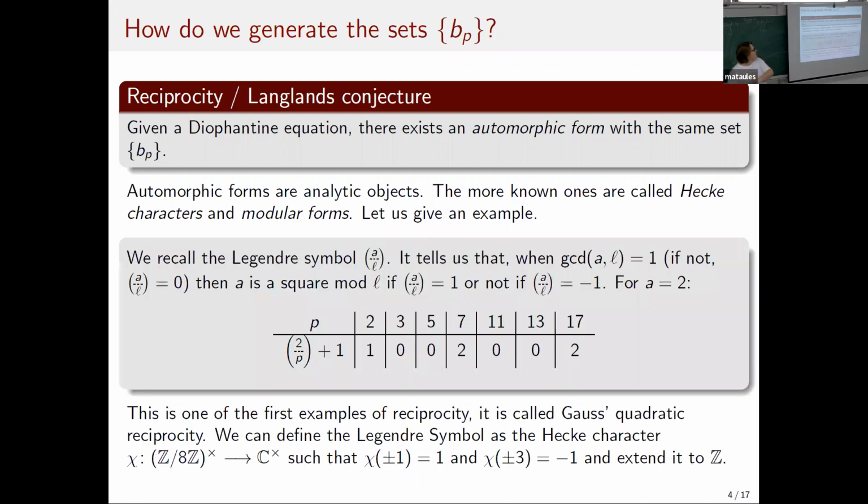But for this, we're going to recall the Legendre symbol. The Legendre symbol tells us whether a number a and a prime n that are coprime, a is a square modulo n if the Legendre symbol is 1, and it's not a square if the Legendre symbol is -1. So if we fix a equals 2, and we run through the list of all the primes, and we add 1 because we don't want 1 and -1, we want 0 and 2, then we get the same list that we got before.